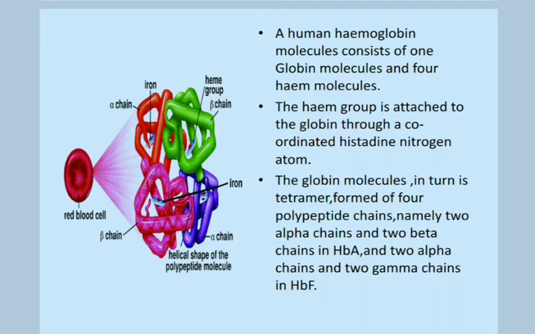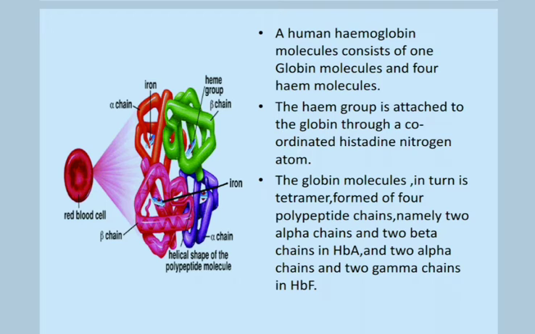This is the structure of hemoglobin A molecule. We can see alpha chain, beta chain, iron and heme group in this picture. A human hemoglobin molecule consists of one globin molecule and four heme molecules. The heme group is attached to the globin through a coordinate histidine nitrogen atom. The globin molecule in turn is a tetramer formed of four polypeptide chains, namely two alpha chains and two beta chains.